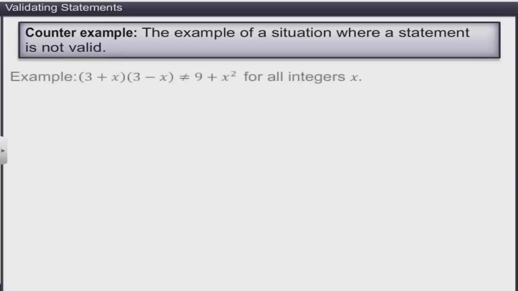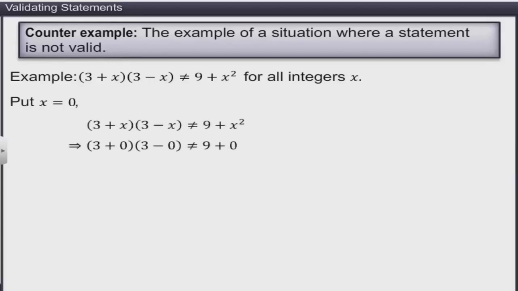(3 plus x) multiplied by (3 minus x) is not equal to 9 plus x squared for all integer x. This can be proved by taking a counterexample. Now, consider x equal to 0. Let's substitute the value of x in the given statement. On simplification, we see that 9 is not equal to 9, which is a contradiction. Hence, the given statement is false.